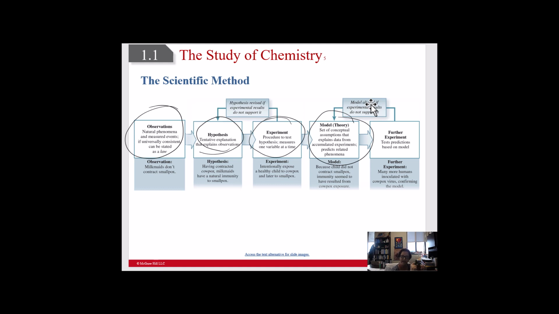But if it doesn't really support that, you need to do further experimentation. You may have to change your hypothesis a little bit, and then do more experiments and form a new theory, if it works. If it doesn't, you're going to repeat that. That's why it's kind of like a cycle. And that's what the scientific method is all about.